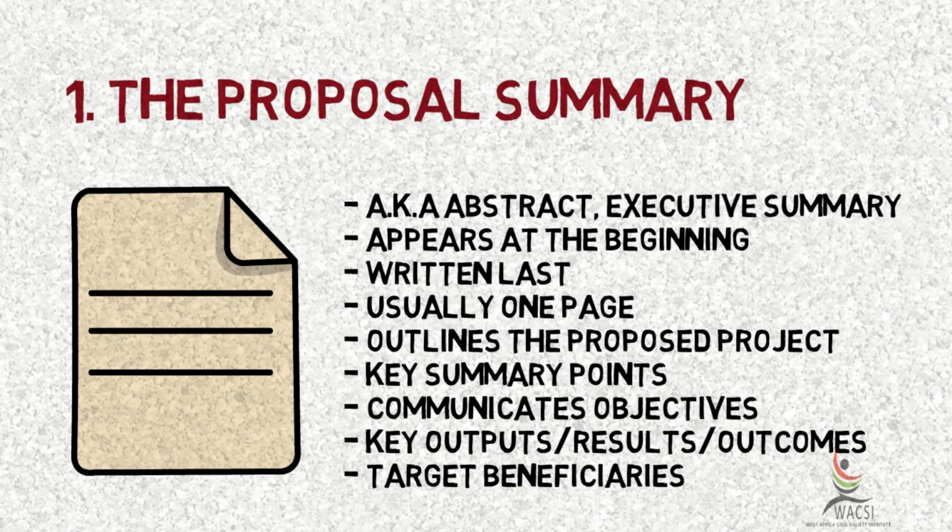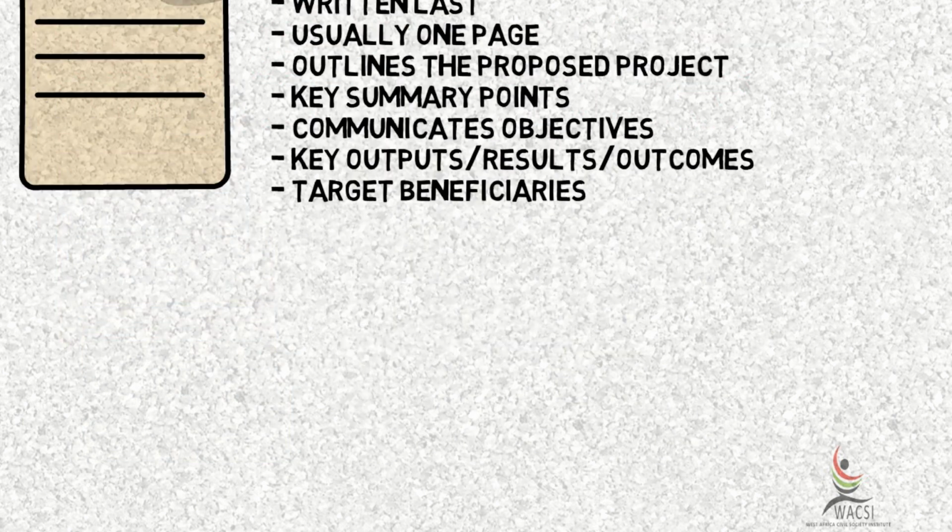So basically what the proposal summary does is give a snapshot of what the proposal is about. It basically shows the various ingredients that make up a specific proposal. So it enables the reader or the reviewer to get an idea of what the specific project is about and how that project is going to be implemented and measured.